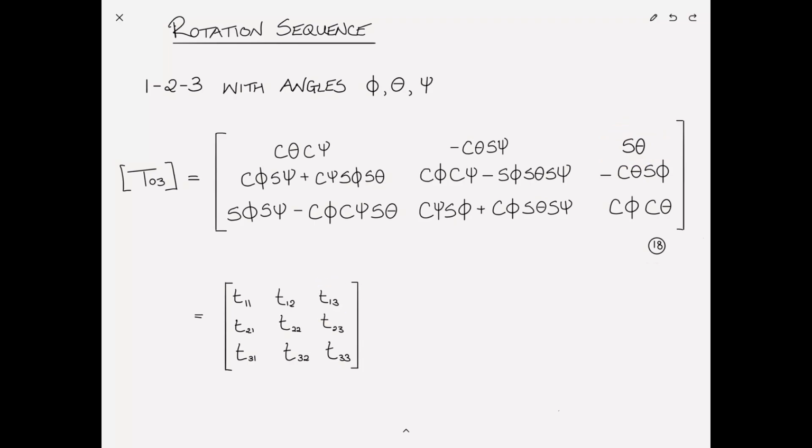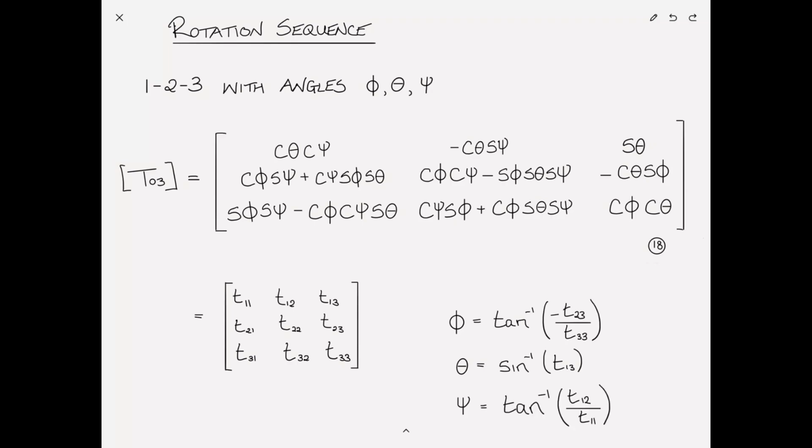And if you want to prove it to yourself, you can, as my professor used to say when you're shooting pool, do it on the back of a napkin. That phi is equal to arctan of minus T23 over T33. Theta, as we said, is the arcsine of T13. And psi is the arctan of T12 divided by T11.